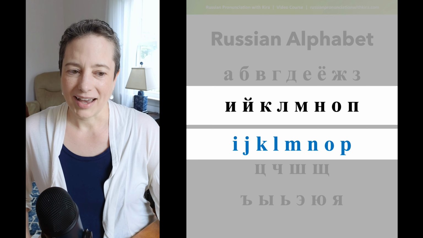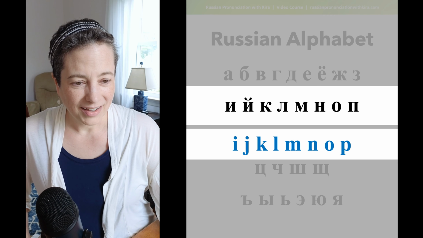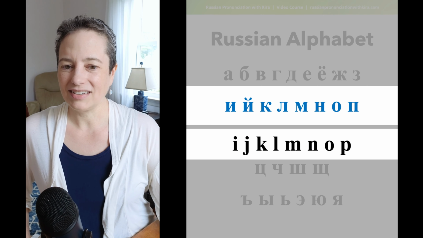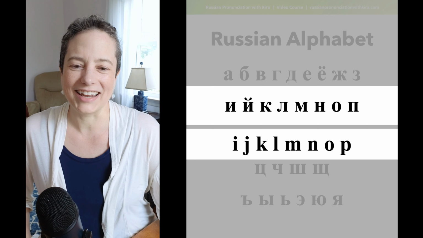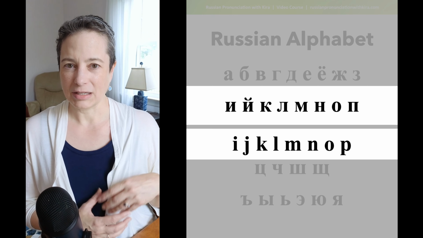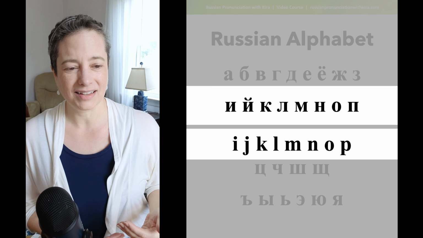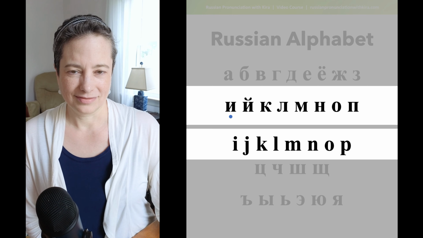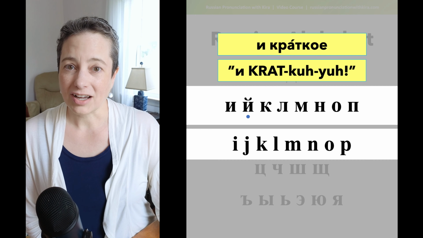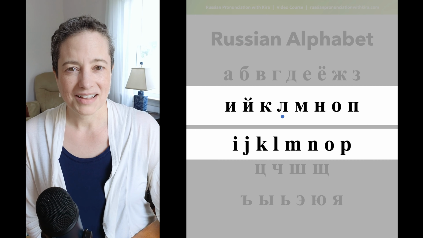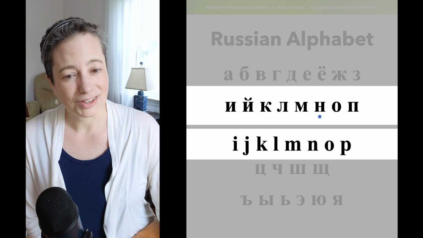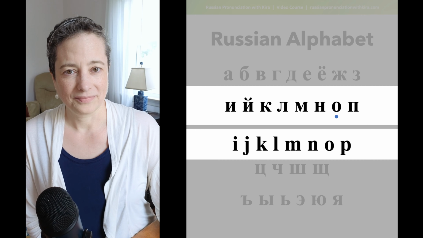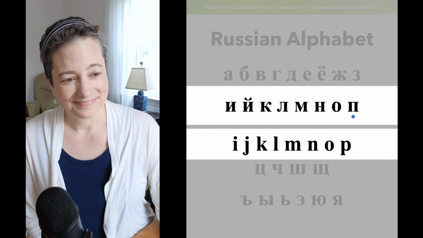We have I, J, K, L, M, N, O, P, and Russian has И, И краткое, К, Л, М, Н, О, П. So let's do this again. Repeat after me. Imagine sounding Russian. И, И краткое, К, Л, М, Н, О, П.